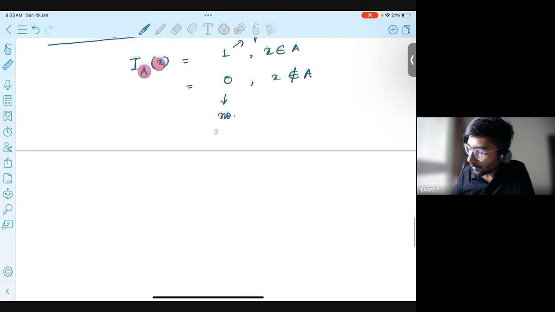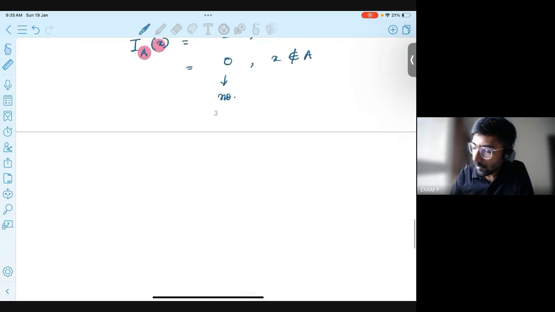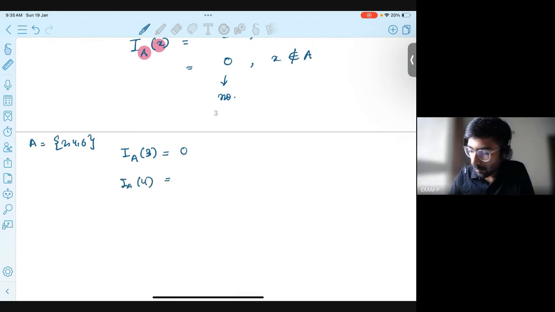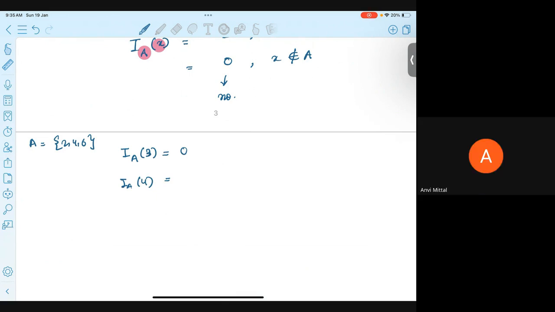And I'm thinking of an example. So what will be, for our case, when A was 2, 4, 6, then I_A(3), what will be the value of this? 0. And then I_A(4)? So if we're considering the whole set A, so it will be 1.